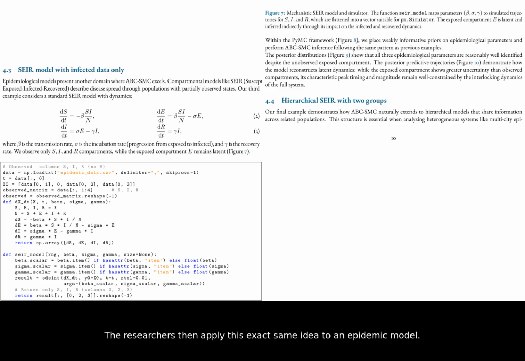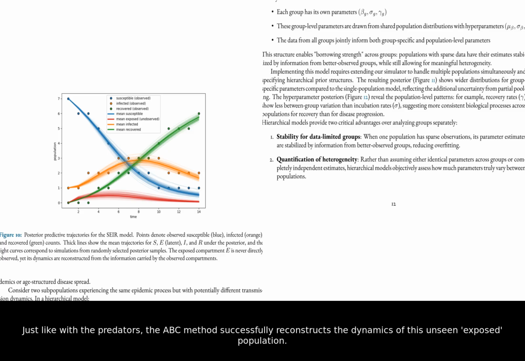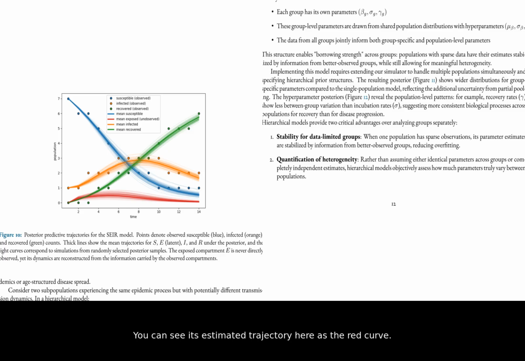The researchers then apply this exact same idea to an epidemic model. In disease modeling, we can often track the number of susceptible, infected, and recovered people, but the exposed group, those who are infected but not yet infectious or symptomatic, is usually hidden. Just like with the predators, the ABC method successfully reconstructs the dynamics of this unseen, exposed population. You can see its estimated trajectory here as the red curve. This allows for a much more complete picture of how an epidemic is truly spreading.